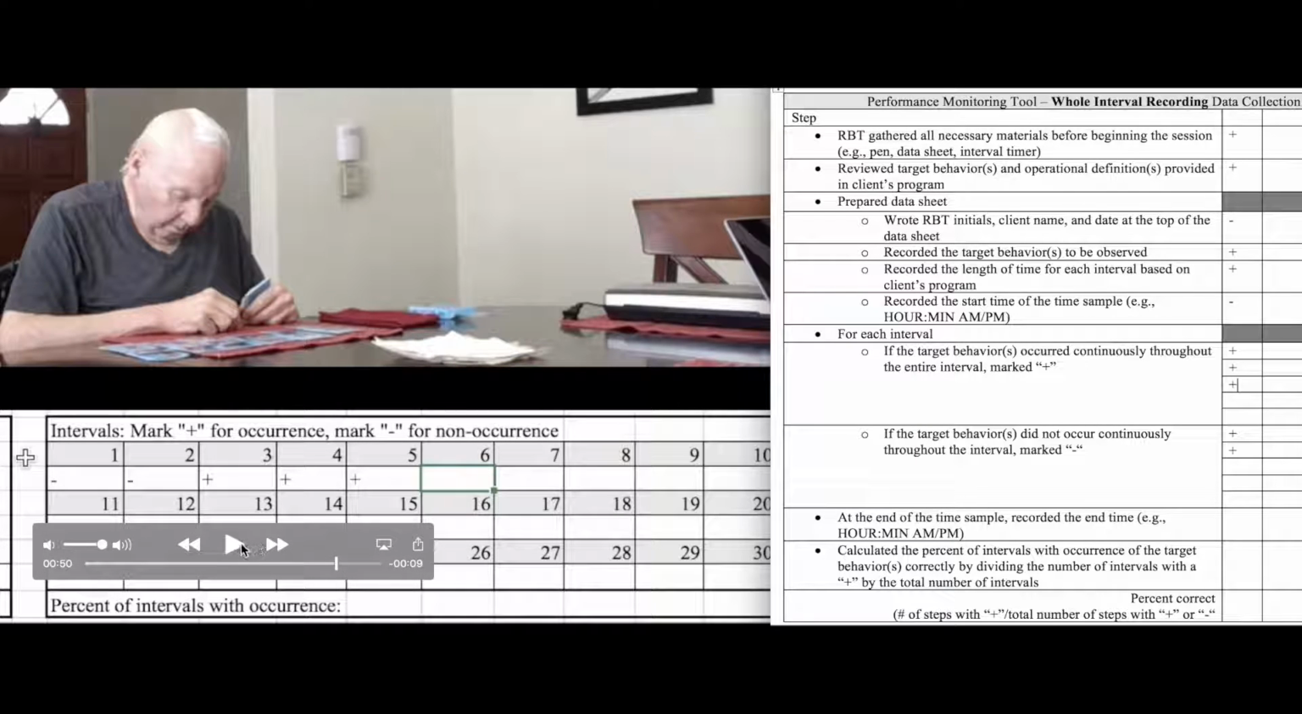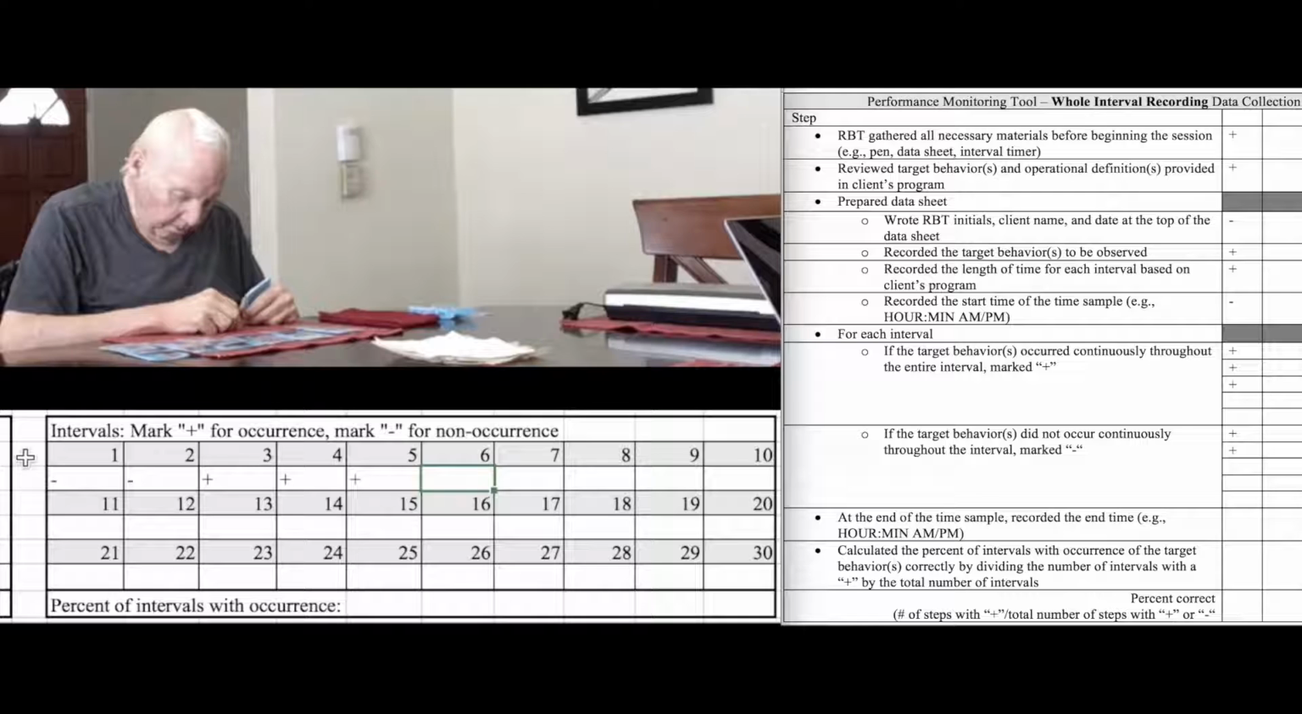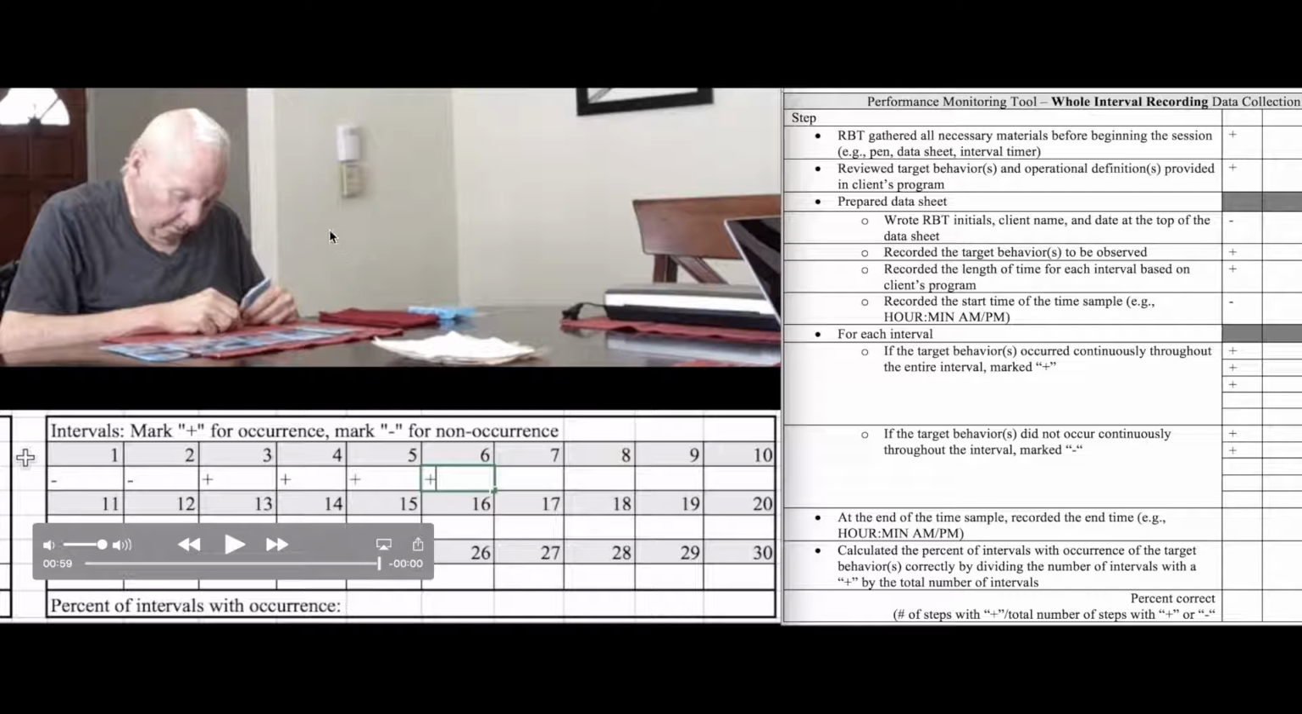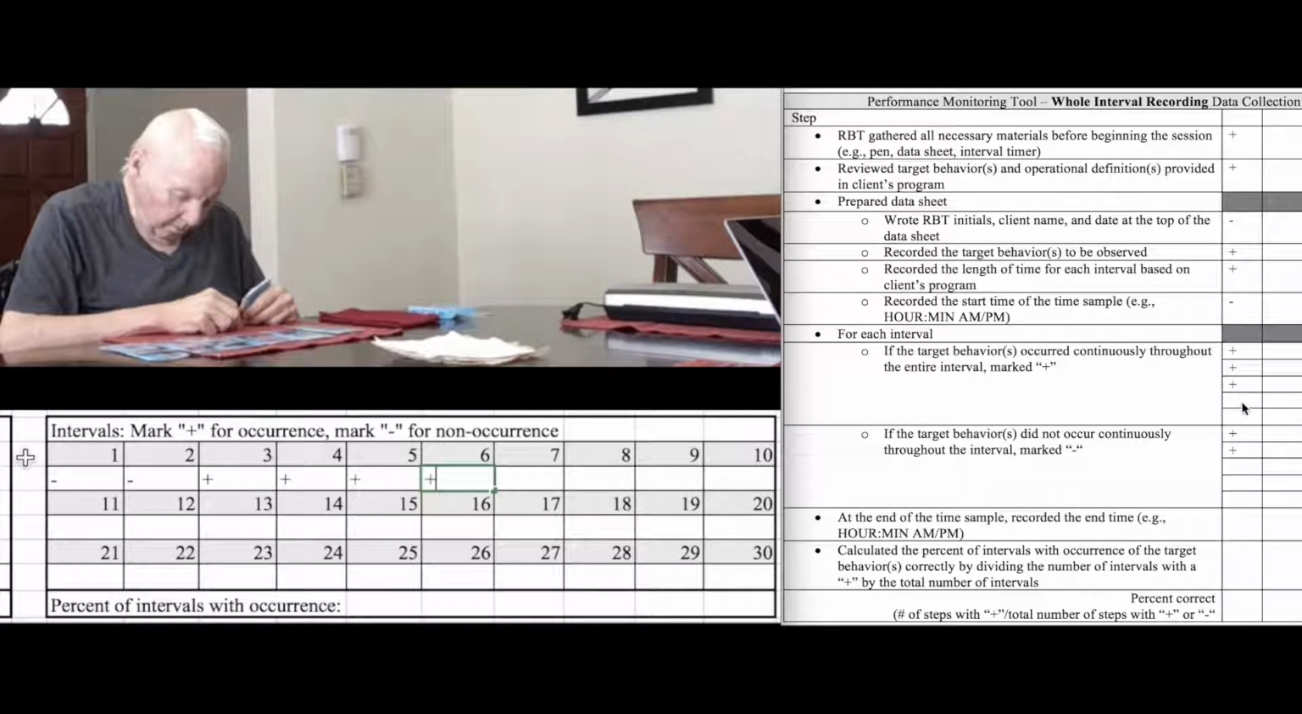One more interval to watch. Good. Okay, so for the last interval, the client was nodding off once again for the entire 10 seconds. So our RBT was accurate in giving him a plus. So once again on our PMT, we're going to go ahead and give our RBT a plus. She did a great job with data collection for each of the intervals.